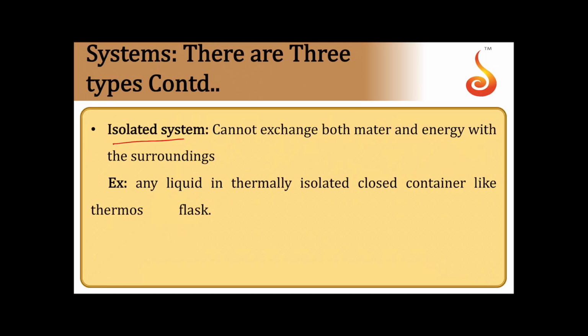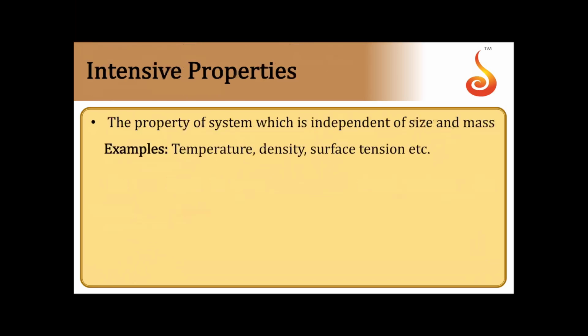Isolated system cannot exchange either matter or energy with the surroundings. So any liquid in a thermally isolated closed container, like a thermos flask. In a thermos flask, heat cannot be exchanged, and if it is closed, even matter cannot be exchanged. Such a system can be called an isolated system. So three systems we have.